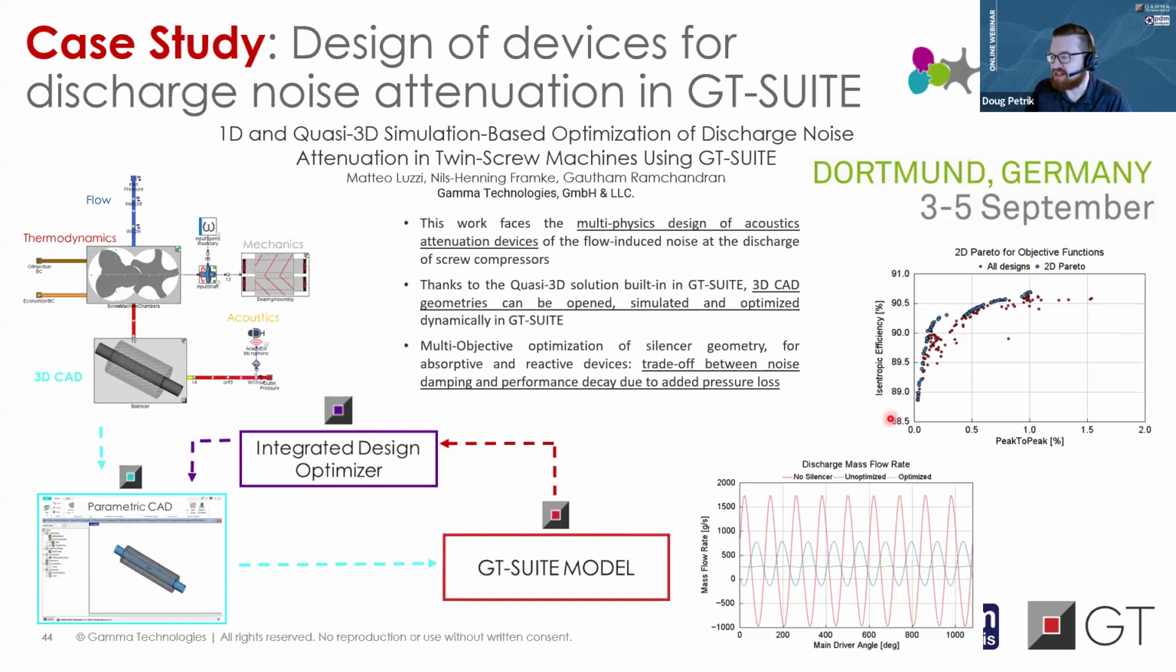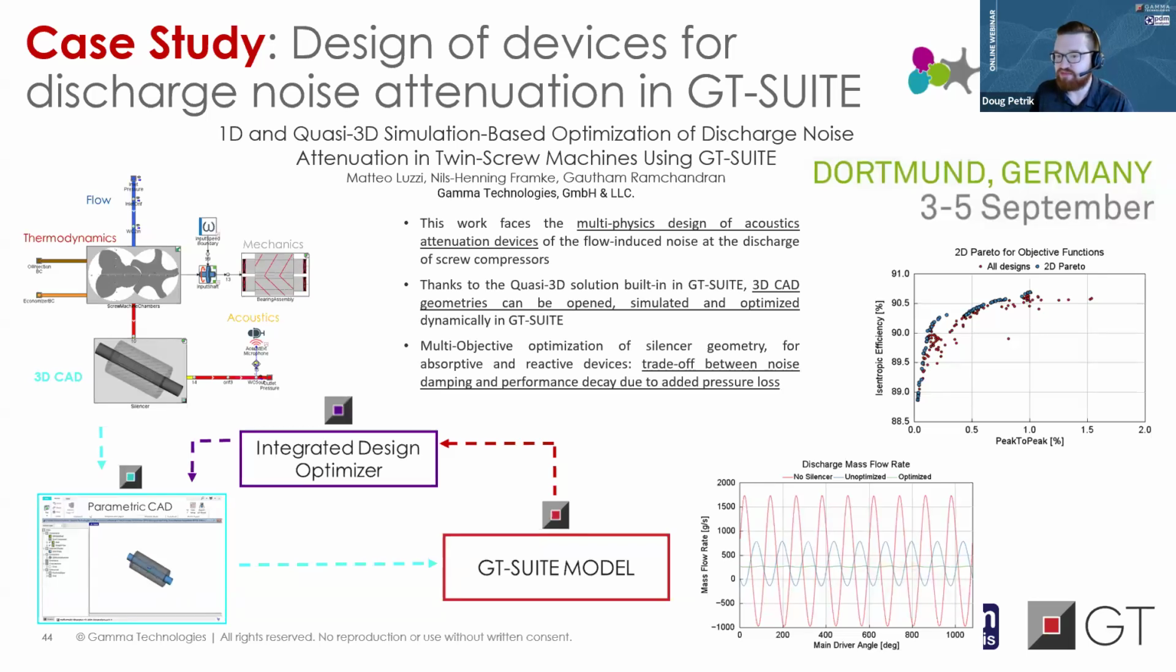So you can see here on the right-hand side, Matteo was able to see the trade-off between efficiency and the attenuation of the pulsations. You can see the Pareto front, where there might be different designs and the trade-offs there. We can also look at this plot and see the mass flow rate. In red, this was with no silencer. There was a high amplitude pulsation. But by optimizing the silencer design, you can see this green line is a pretty steady, almost constant flow rate. So that could be one way you could use GT Suite to optimize a silencer and reduce pulsations and NVH considerations.